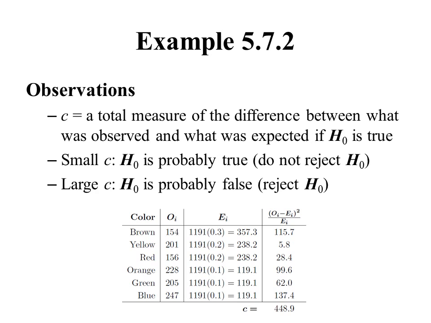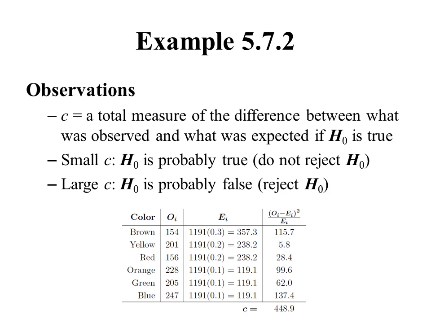However, if we had a large value of C, that would indicate that there's a lot of difference between these two columns, and that would mean that the null hypothesis is probably a false statement, and that would cause us to reject the null hypothesis. So that's the basic idea of what's going on. A small C indicates that we would not reject the null hypothesis. A large value would cause us to reject the null hypothesis.